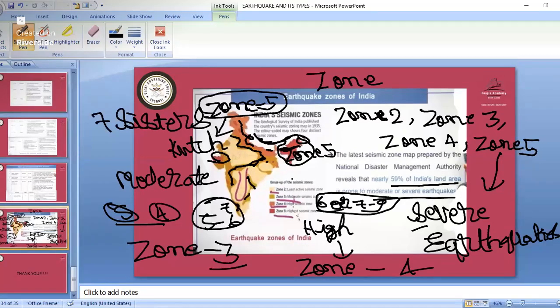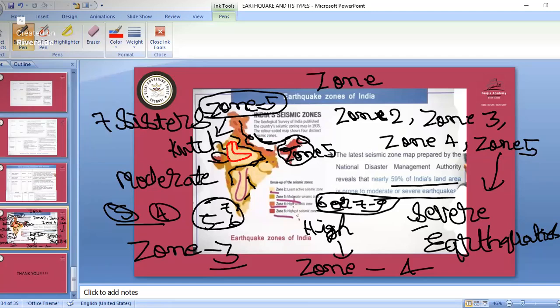Then we have zone 2. So what is zone 2? Rarely we'll have earthquakes there, or if we have earthquakes, they will be of very low magnitude. This stable area falls in zone 2. These are the zone 2 areas.